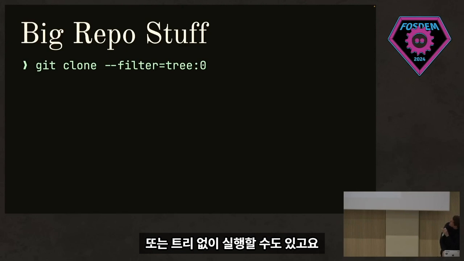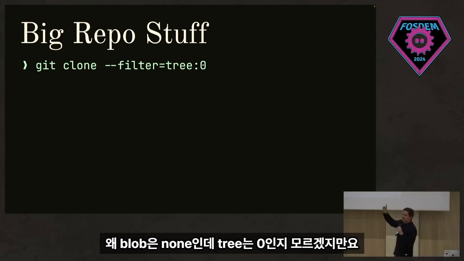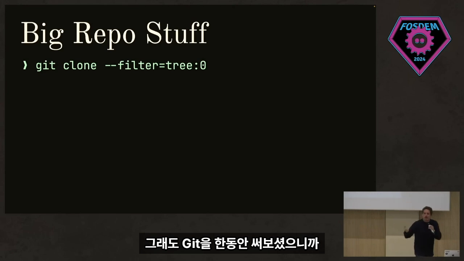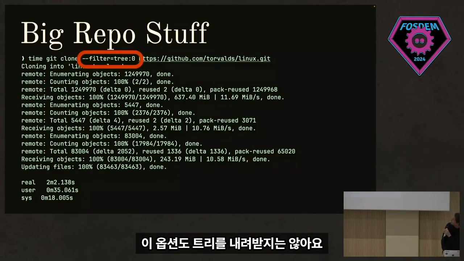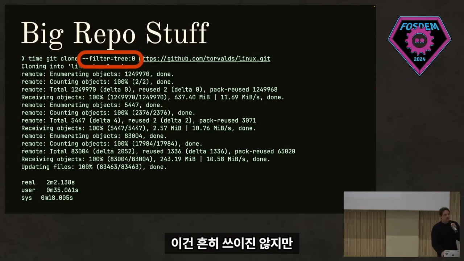Or I can say no trees. And I don't know why it's blob none, but tree 0. But you've used Git for a while, so you understand. And that just doesn't bring any trees down either. It's relatively rare to use this, except for in CI build type stuff.